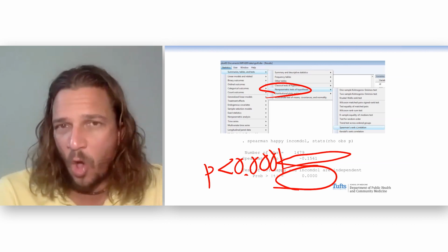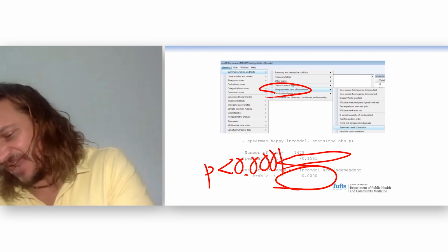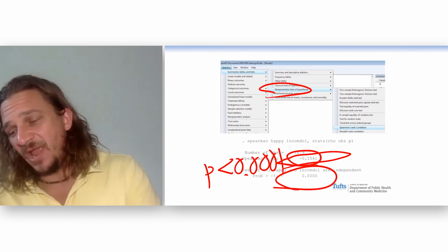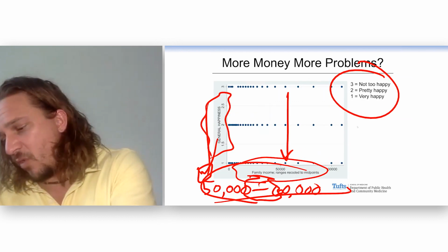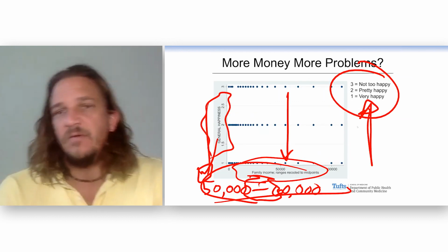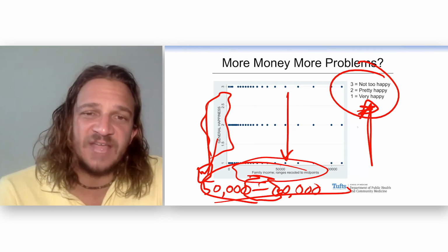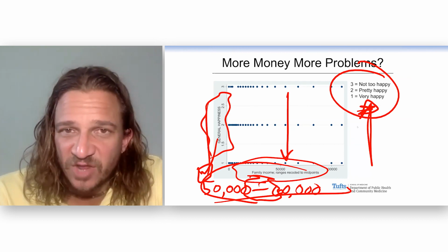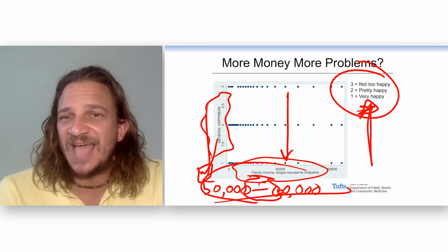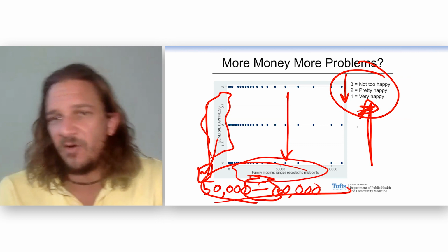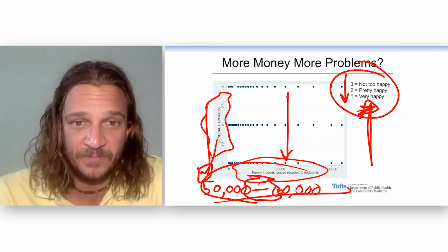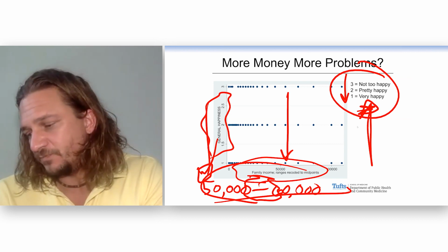But double check, always double check. This is negative. It means as your income increases, your Y variable decreases. And if you look at the Y variable, you'll notice that it's the inverse of what you would think. So it's actually the more money you have, the happier you are, right? The more happier you are.